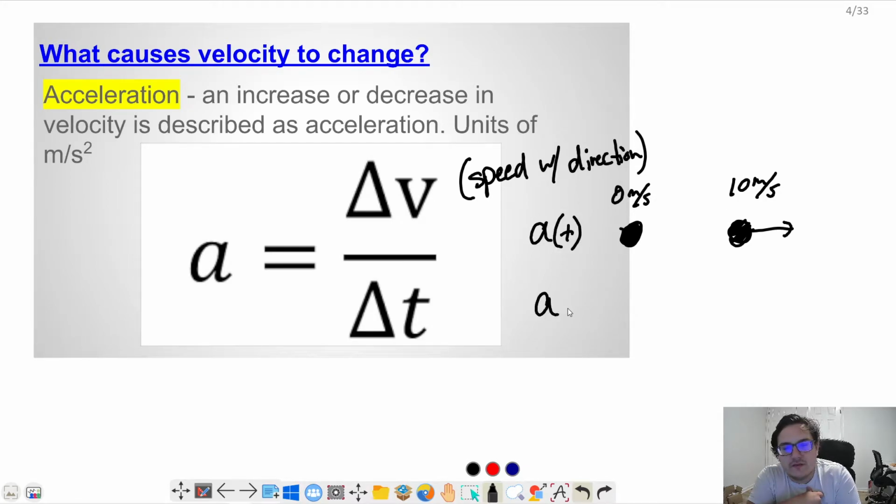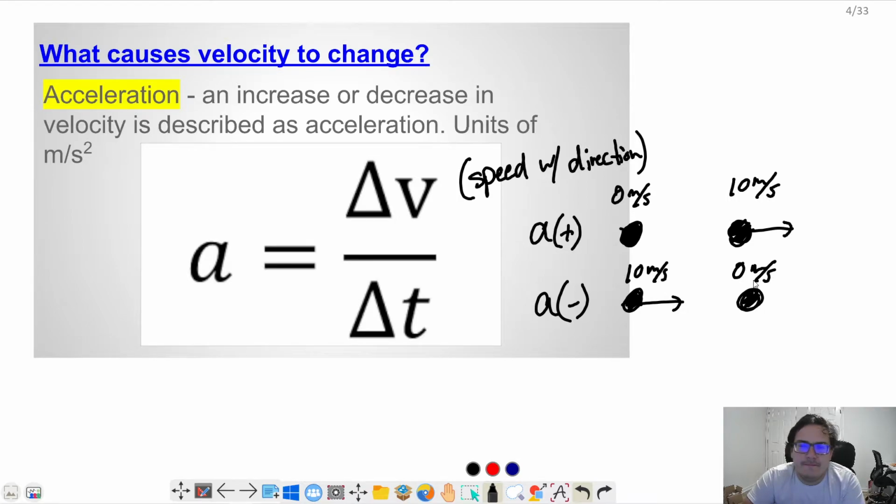Well, what about acceleration, let's say, of something slowing down? What if my ball was already going to the right at 10 meters per second and it now stops? Well, it has a negative acceleration. Our speed has changed, which means at some point we have acceleration, but it's accelerated in the negative direction because it's slowed down. So now let's apply this, and I want you to pause the video once you try these out.